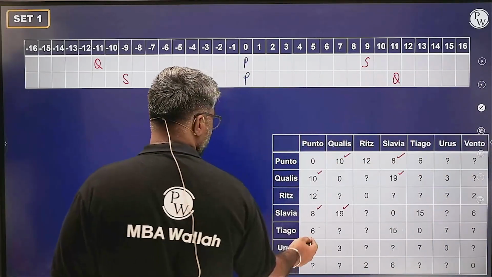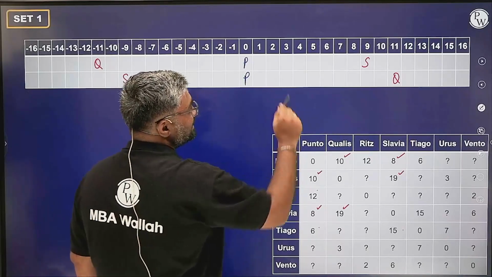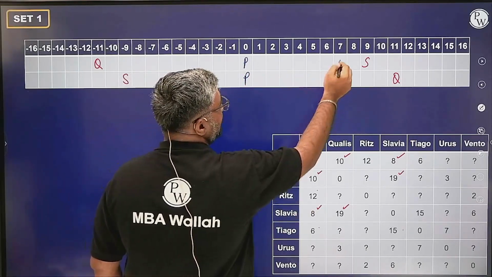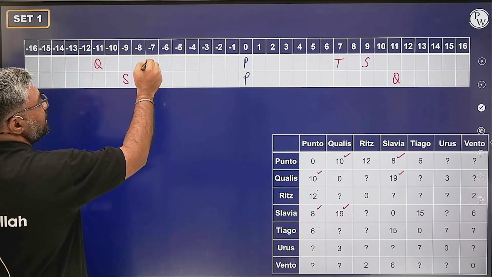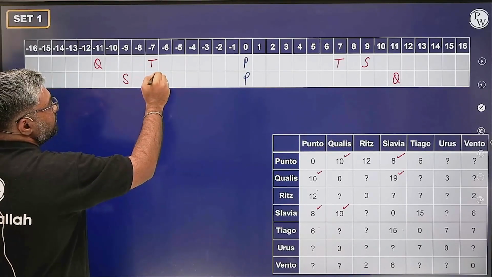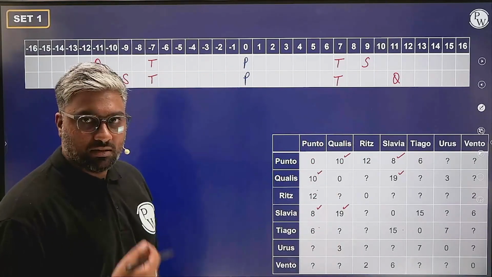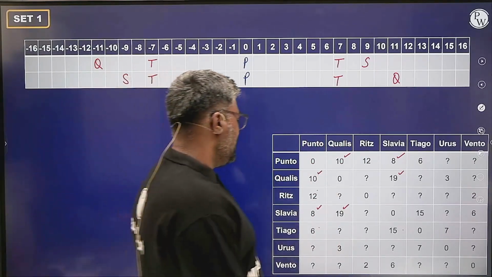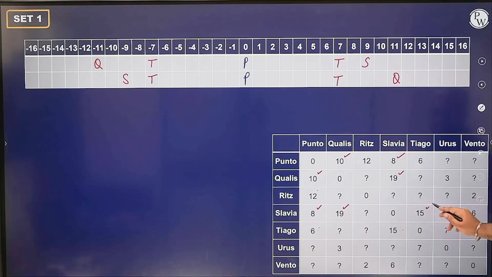So what do we see? Punto and Tiago, there's a 6 car gap. Punto we see here. Tiago will have a 6 car gap. So we leave 6 and then we place the Tiago. Same way here. We leave 6 and then Tiago. Both places here and here we place, and then we confirm which place the Tiago would definitely be based on which location. Slavia and Tiago is 15.